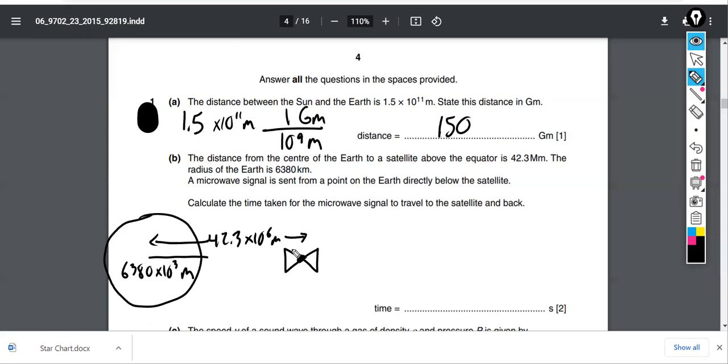A microwave signal is sent from a point on the Earth below the satellite. And so we want the time that it takes the microwave signal to go to the satellite and back. And so we really just want this distance here, right? So it's going to be this distance minus this distance. And then that would be the distance the satellite is above the Earth. The other thing we got to know here is that microwaves are light, and light travels at approximately this speed. This is the speed we should use when we calculate with light.